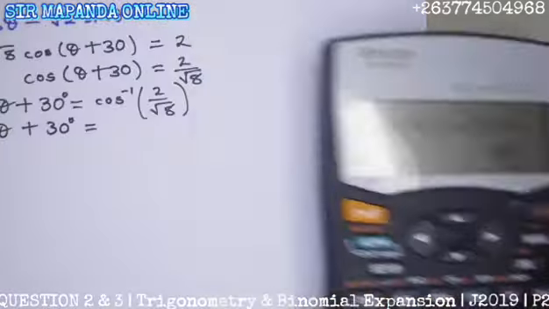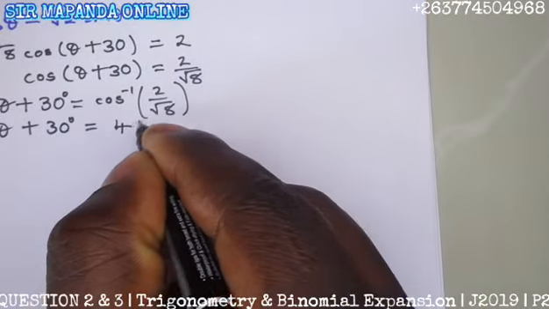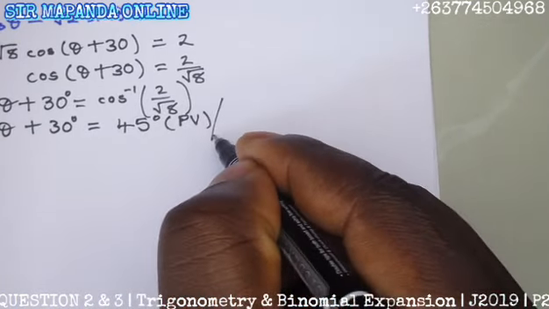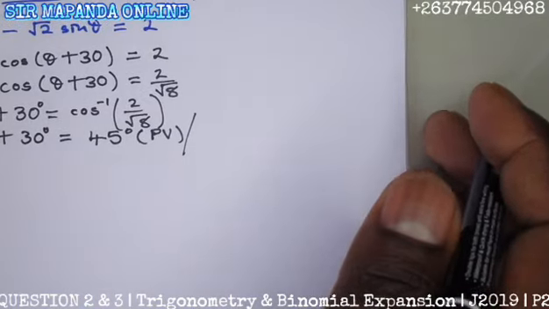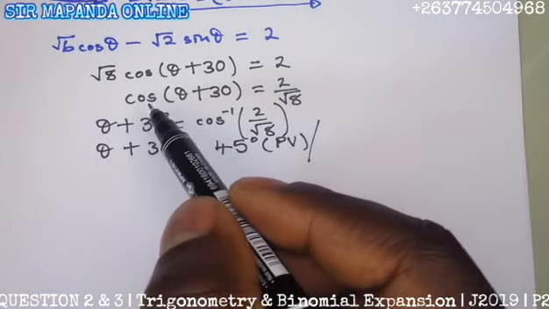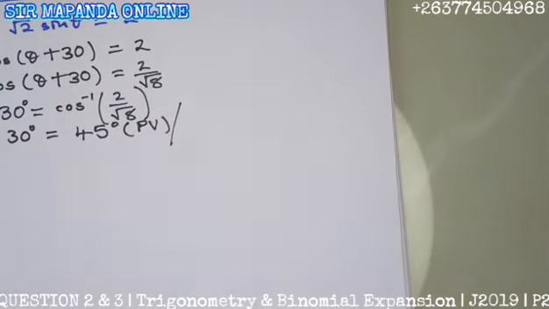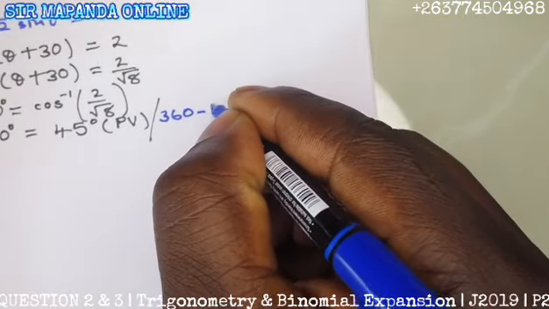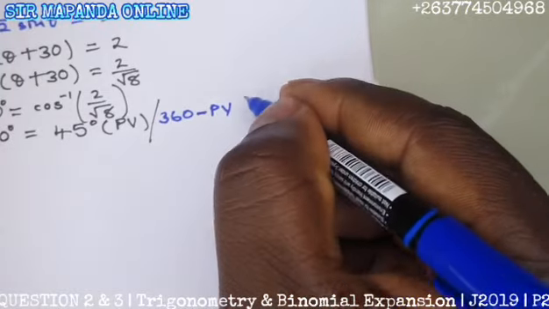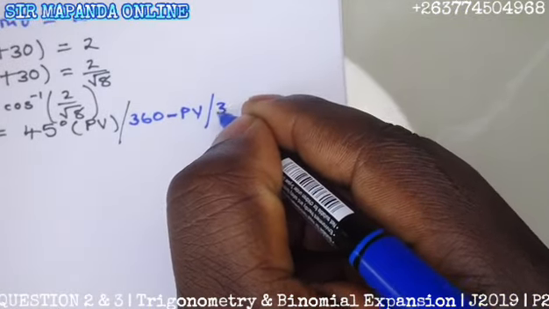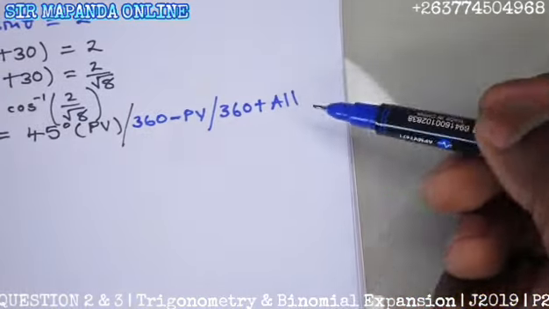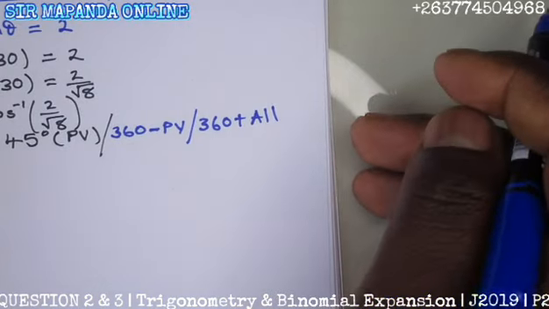You get 45. So I'm going to write 45 degrees, representing my principal value. I hope you are following class. Since we are dealing with cos, to find the complementary angles of 45, you say 360 minus PV to find the second one. Then the third one is obtained by saying 360 plus O. The third, the fourth, the fifth, you use the formula 360 plus O.